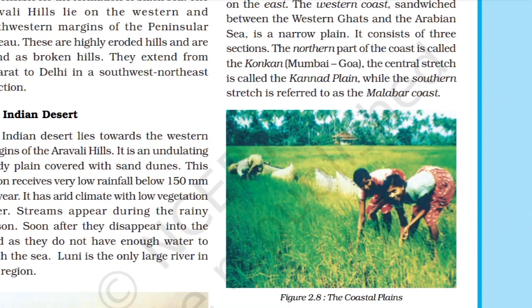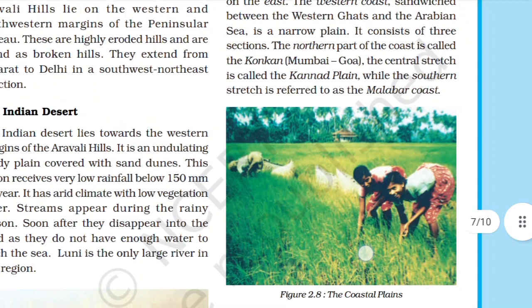It is undulating sand plains covered with sand dunes. This region receives very low rainfall, below 150 millimeters per year. It has an arid climate with low vegetation cover. Streams appear during rainy seasons, but soon disappear into the sand as they do not have enough water to reach the sea. Luni is the only river in the region.